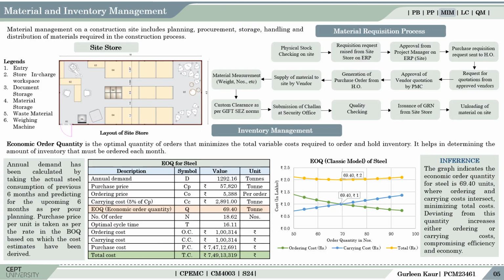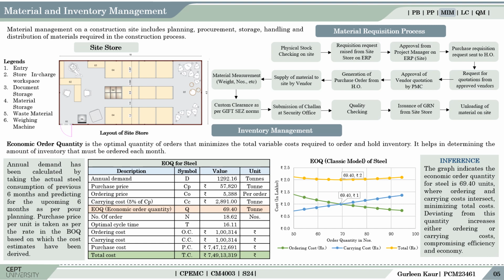Next up is the material and inventory management. Material management is the strategic planning of acquiring, storing, handling and distributing all the materials required on the site. The entire material management process is being done through the site store, the layout of which is as shown in the figure. Also, the material requisition process on site was studied.